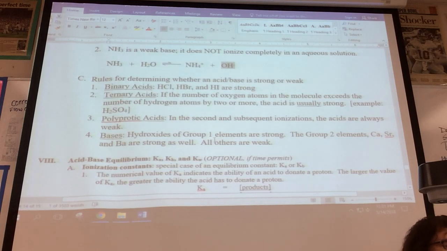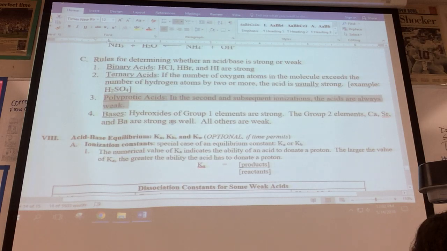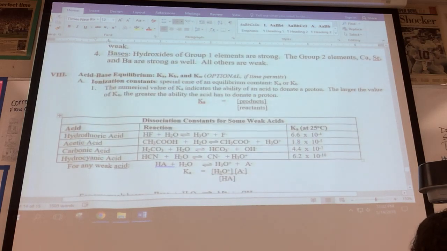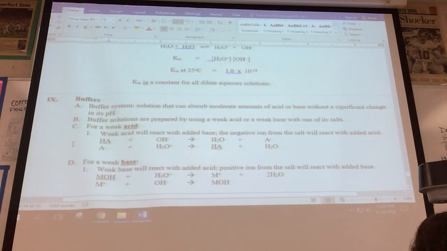In regard to your strong acids, 3 of them are binary: hydrochloric, hydrobromic, hydroiodic, all strong. Hydrofluoric is weak. Common mistake kids make. For ternary acids, it's typically strong if you have at least 2 more O's than you have H's. It doesn't always work. We mentioned polyprotic acids already, and we talked about strong bases. Be careful with those strong group 2 bases: calcium, strontium, and barium hydroxide. For those of you who want to learn how to calculate pH for weak acids or bases, that's a little more complicated. I'd be more than happy to show you separately.